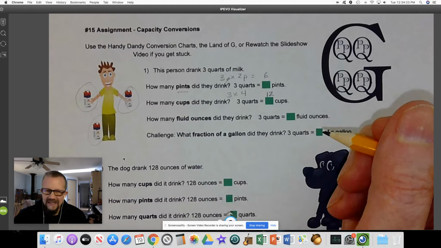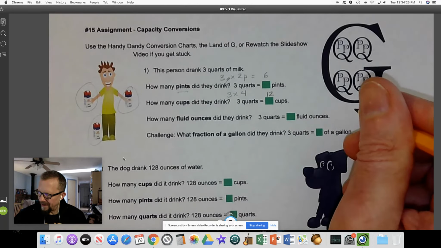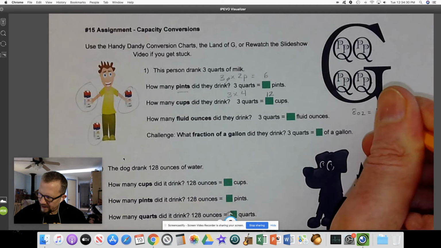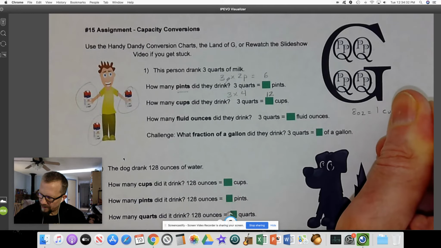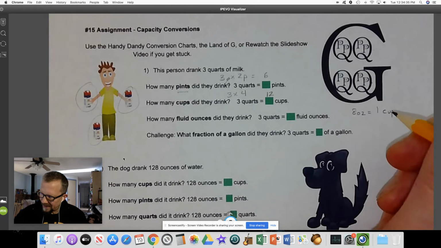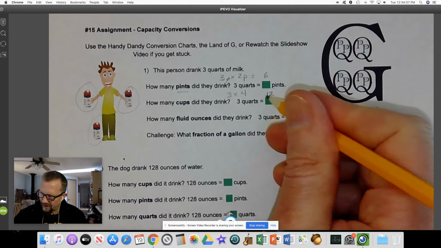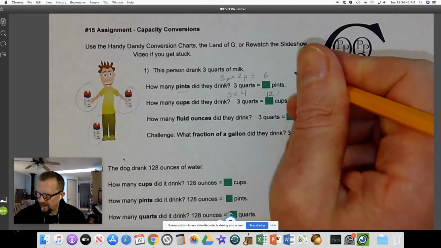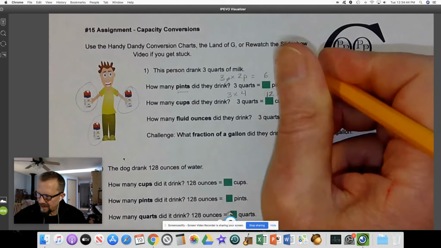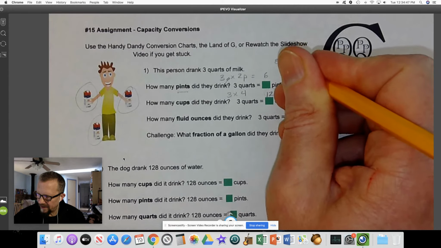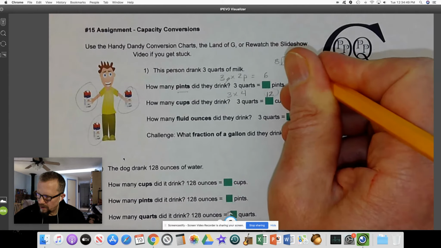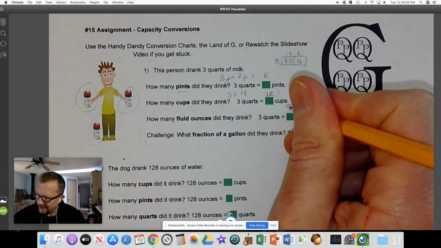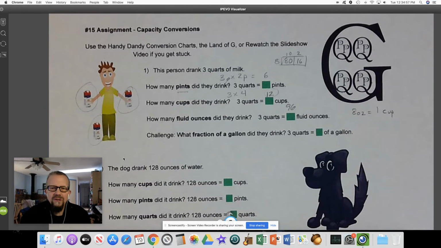And then fluid ounces, you might have to go back to your chart to remember that there are 8 ounces in 1 cup. So we could do this a couple of different ways. We already know how many cups there are, so we could just do 12 times 8. Let's break that 12 into 10 and 2. 10 times 8 is 80, and 2 times 8 is 16, so that's a total of 96 fluid ounces in those 3 quarts.